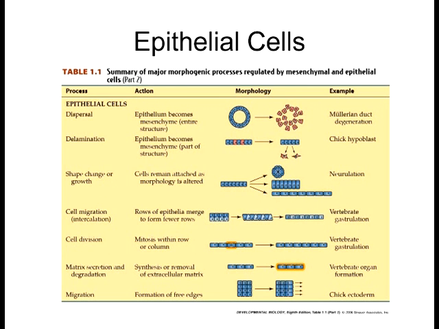One of the words that I will use quite a bit, so just be familiar with it for later on, is delamination. Because delamination is one of those processes, one of the more common processes when cells go from an epithelial to a mesenchyme transition, where they go from a sheet of cells to individual migrating cells, so to speak.